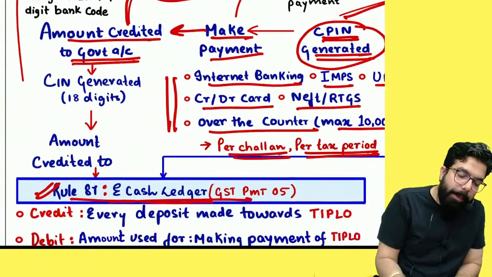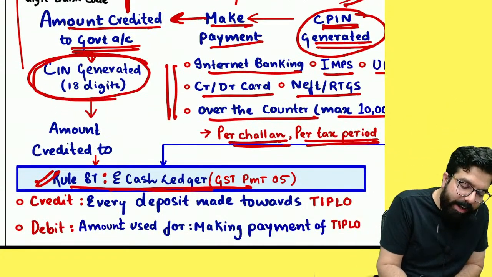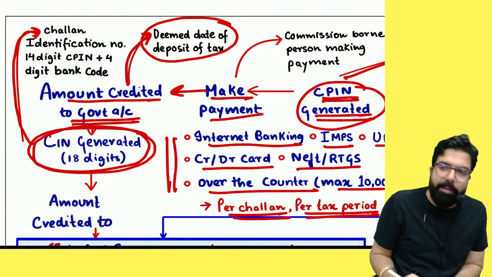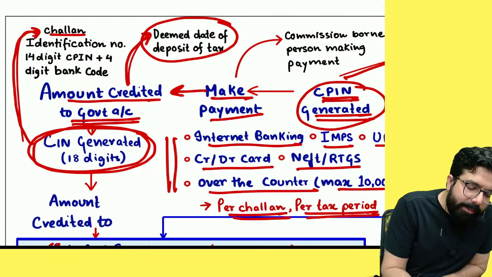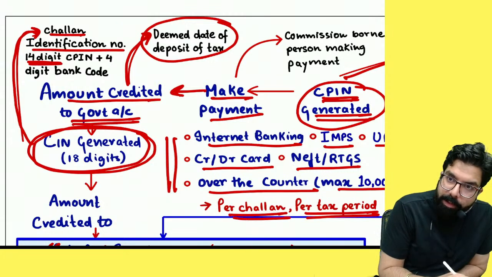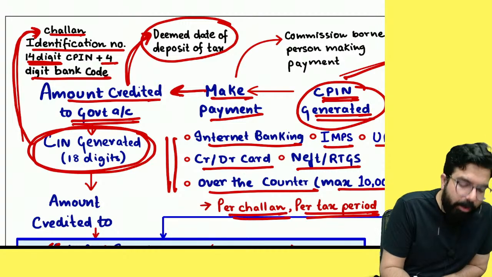Now once you make the payment, CIN gets generated. What gets generated everyone? CIN. Remember, one mark, one MCQ had come once I think. What is CIN? Challan Identification Number. 14 digits are already there. CPIN plus a 4-digit bank code will be added.